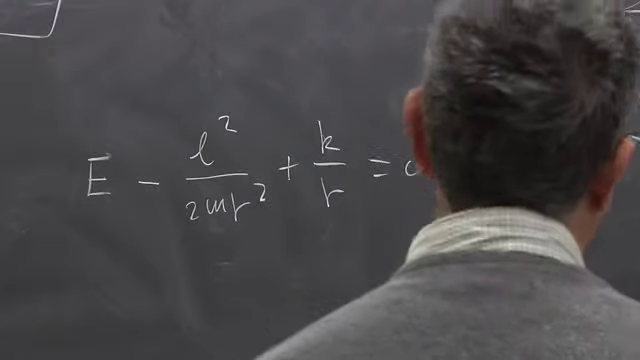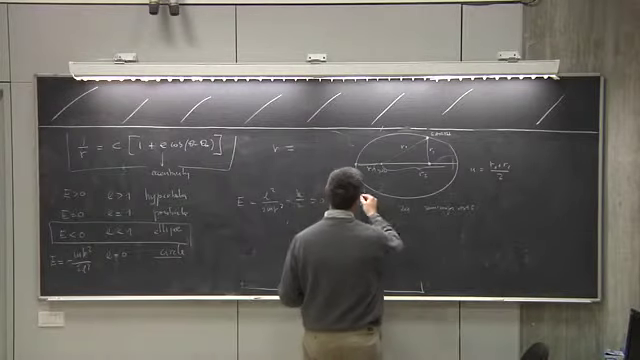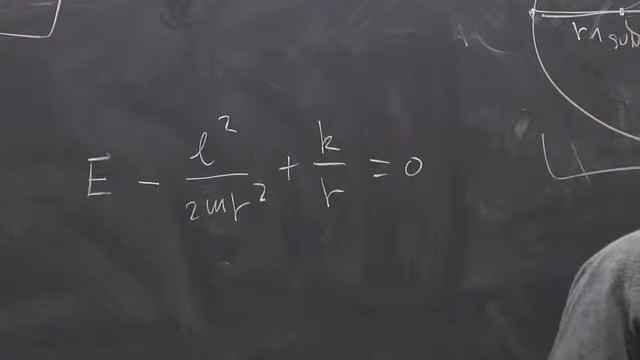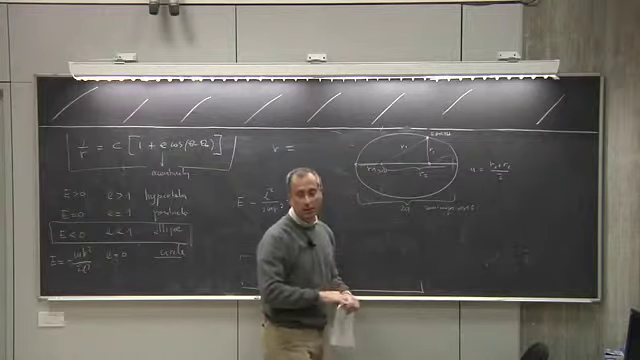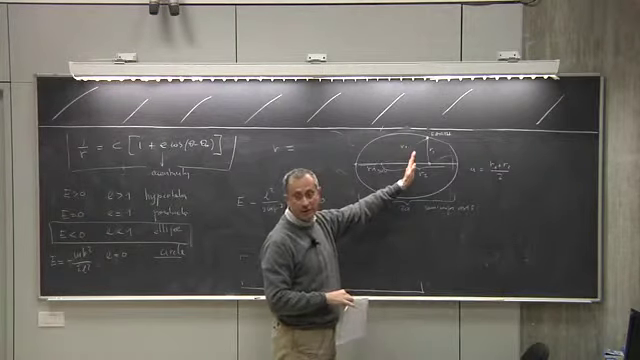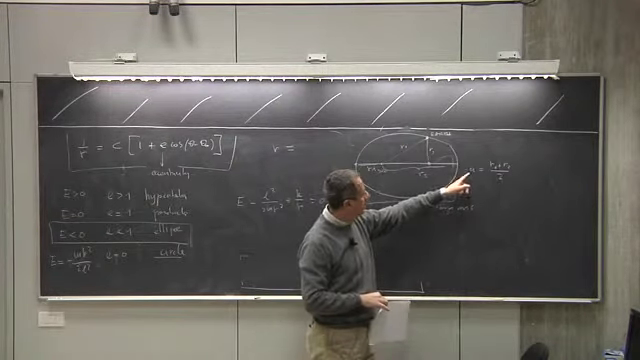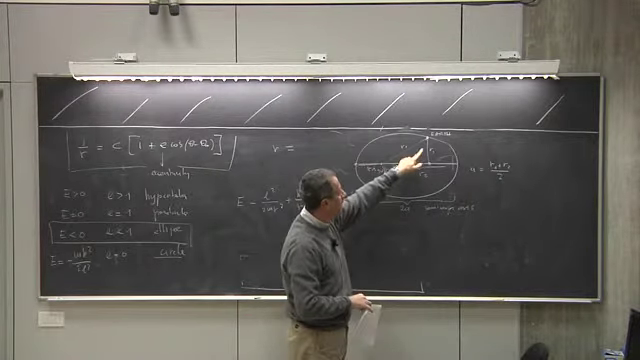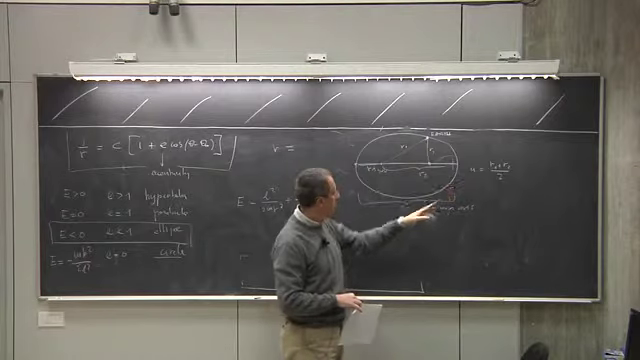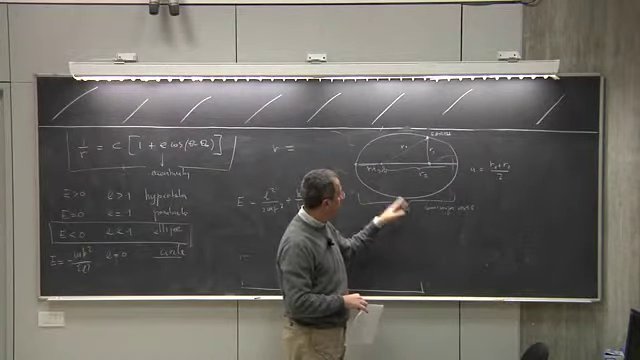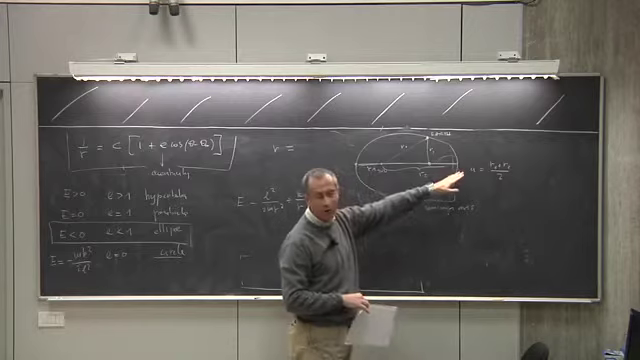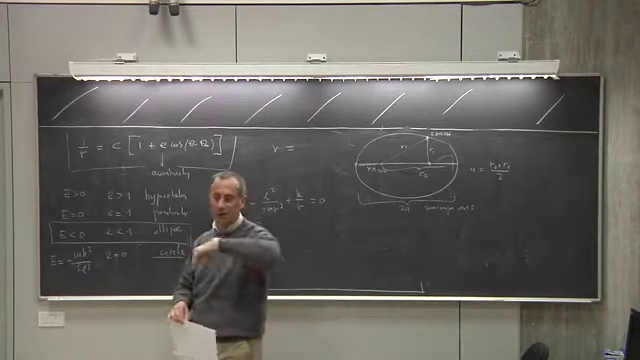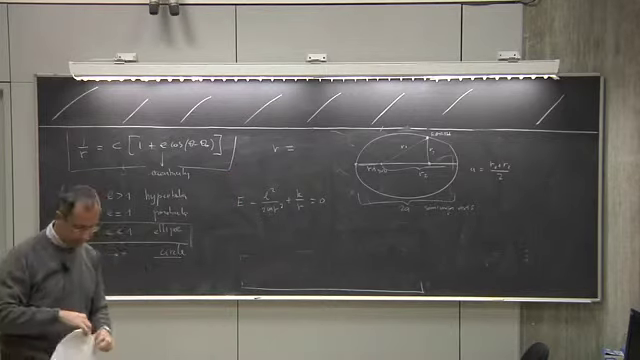A is the semi-major, so this distance, 2a, is the distance. So A is half of this. So you see, 2A is R1 plus R2 by definition. And so 2A is the major axis of your ellipse, and A is half of it, so the semi-major axis.